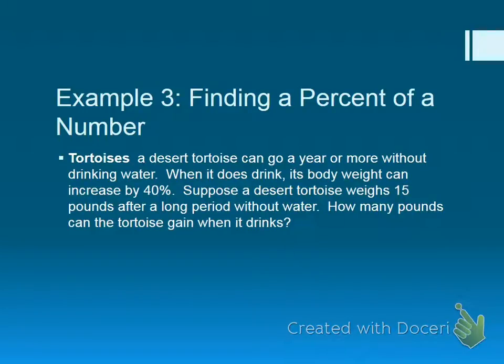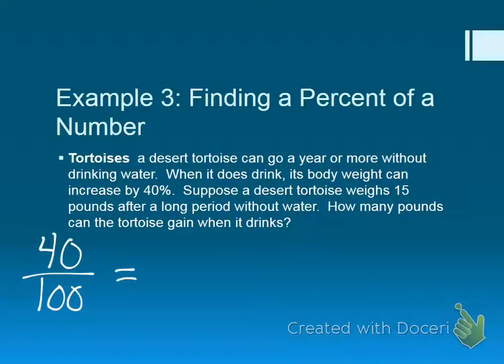Example 3, finding a percent of a number. Anytime you're finding a percent of something, "of" is a key word for which operation? Multiplication. So if I'm multiplying by a percentage, yes, your calculator has a percent button. Yes, you can hit it and still get a correct answer. However, I want you to understand what you're doing here. When you're multiplying by a percentage, it is the fraction. So 40% is technically 40 over 100. That's what your calculator is calculating.